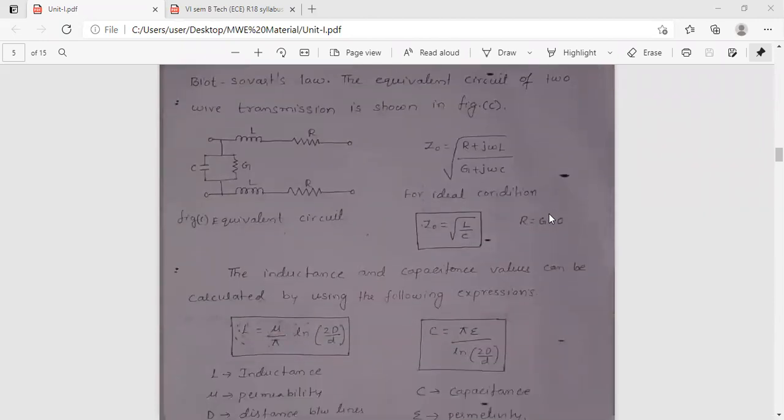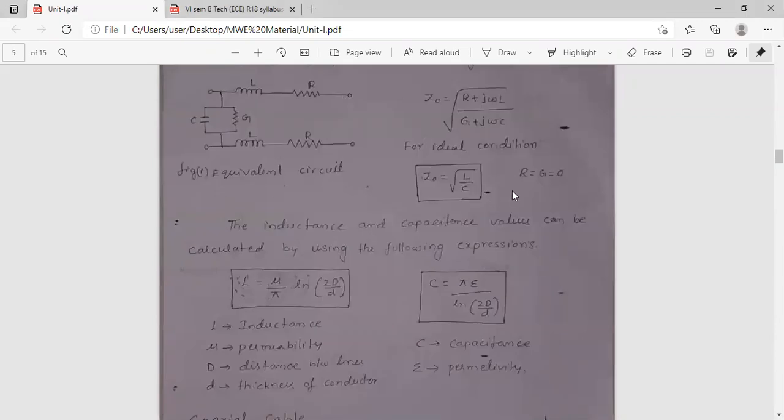Now you can see here, if we take the two-wire transmission line, the equivalent circuit is given by this particular diagram. This is the equivalent circuit where L is the inductance, R is the resistance, G is the conductance, C is the capacitance.